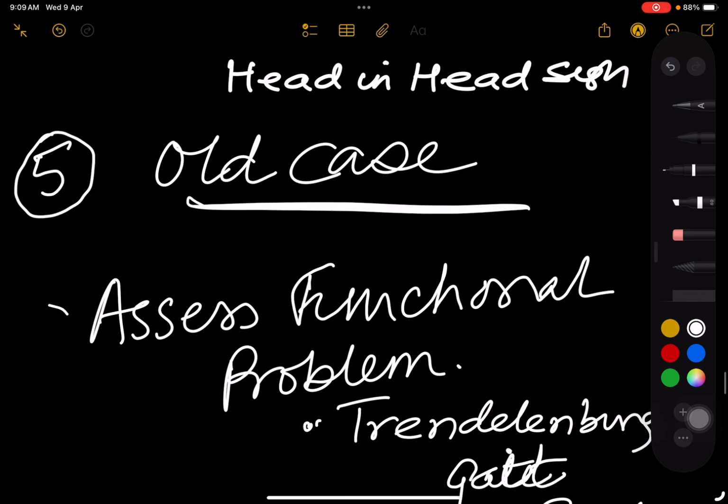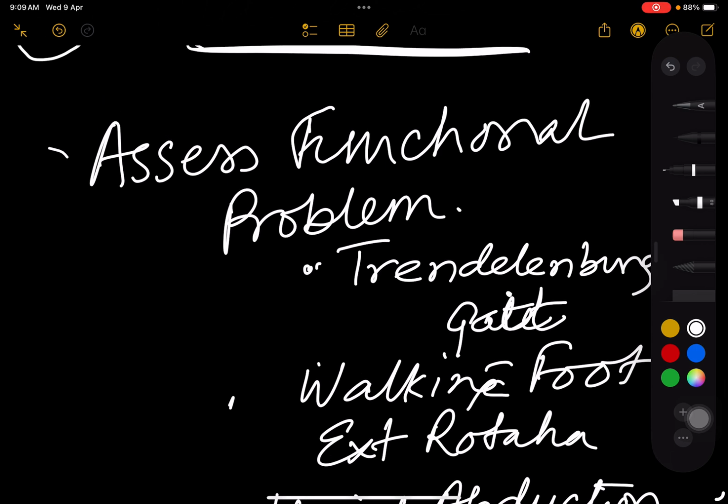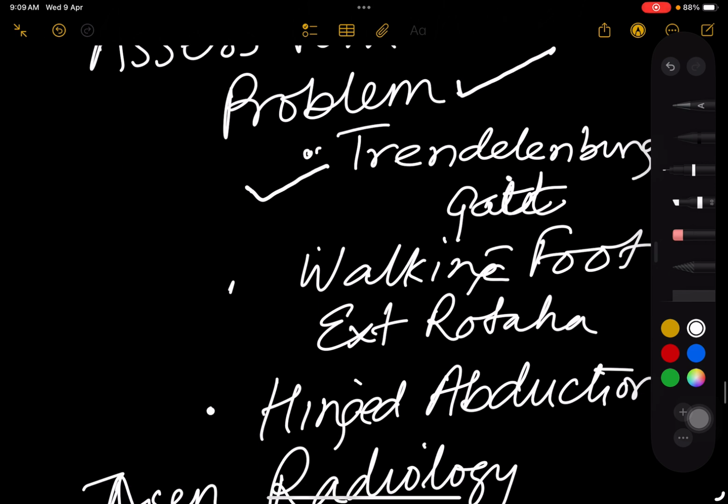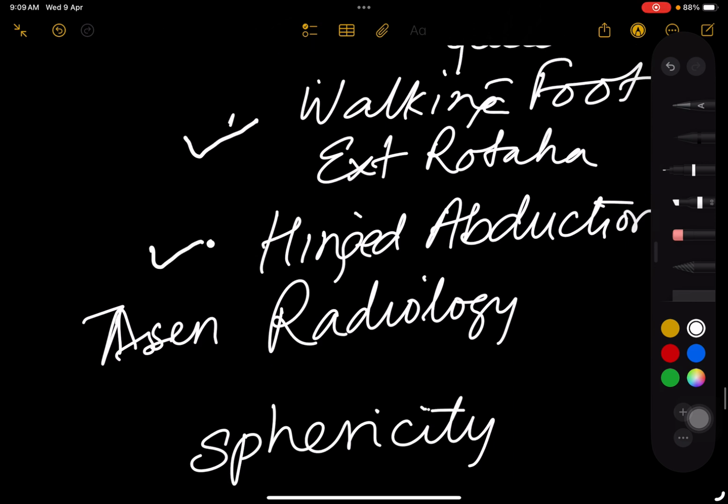So supposing all this has happened and the head is deformed, you assess the functional problem. Because of adduction deformity, there can be a Trendelenburg gait, and because of the external rotation, the patient may be walking with foot in external rotation. Thirdly, there may be hinged abduction. That means flexion is restricted in neutral position, but as soon as you abduct, flexion becomes full.